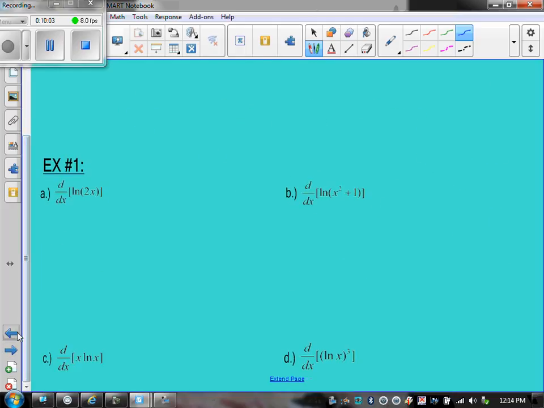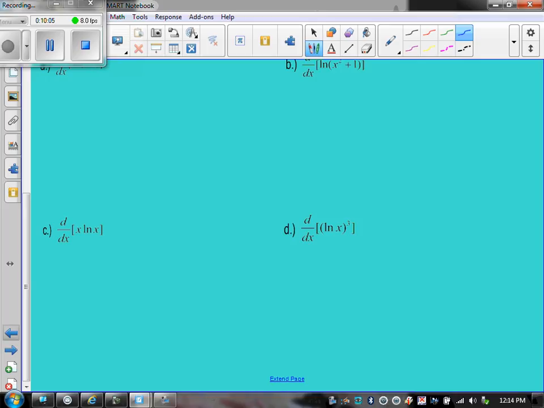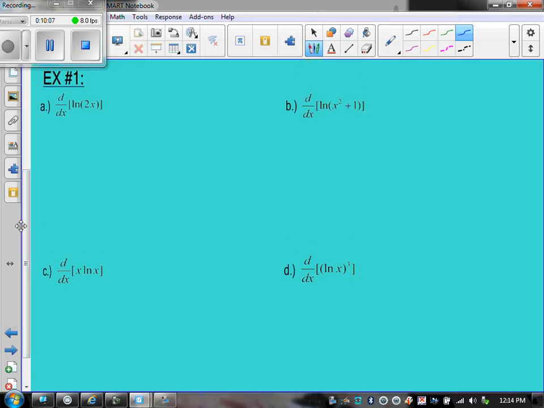Let's look at example number 1. And I want to find the derivative of the natural log of 2x. Remember, anytime I do the derivative of a natural log, I do the derivative of the inside over the inside. So what is the derivative of the inside here? 2 over the inside, which is 2x. Can I go ahead and simplify this a little bit and say my final answer for my derivative is 1 over x?